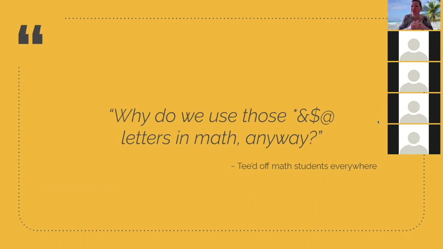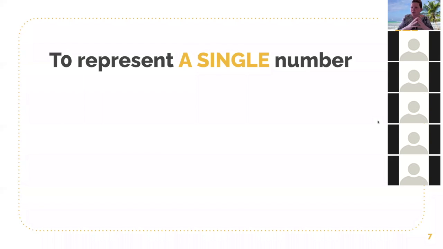That's the very first important thing you need to understand. And it turns out variables, letters, that's what we call them, variables, actually serve more than one purpose. Letters get used in a lot of different ways. First one, we can use a letter, also called a variable, to represent a single number.